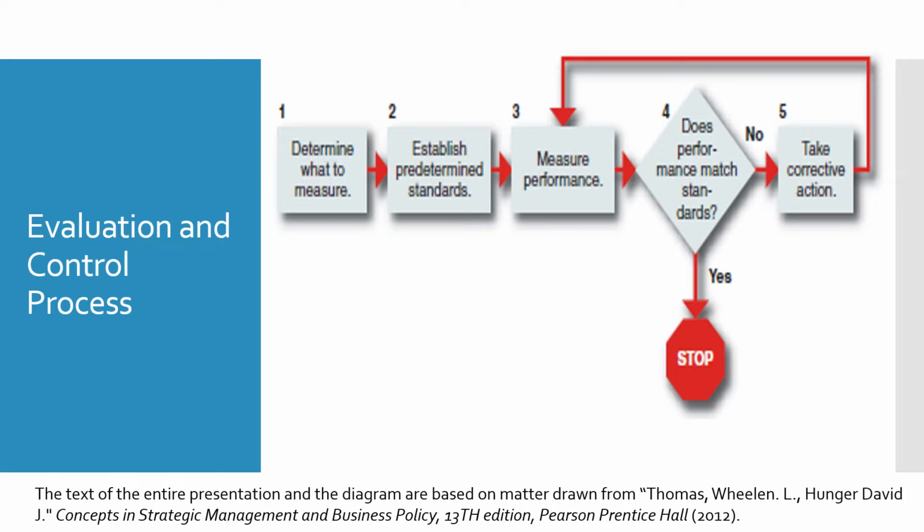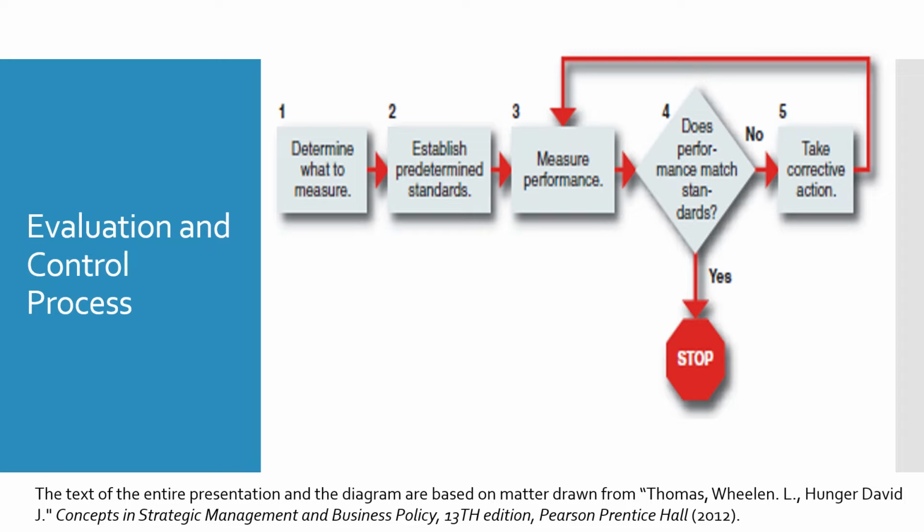Third, we measure actual performance. Measurements must be made at predetermined times to make actual performance relevant. Fourth, compare actual performance with the standard. If actual performance results are within the desired tolerance range, the measurement process stops here. Fifth is to take corrective action. Now, if the actual results fall outside the desired tolerance range, action must be taken to correct the deviation.